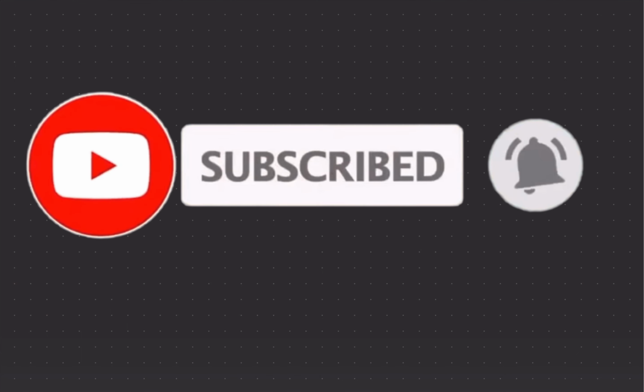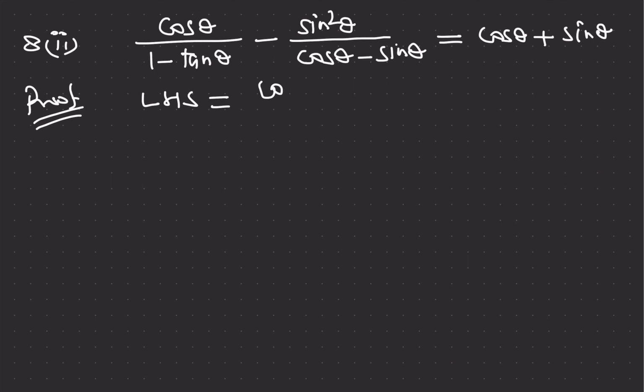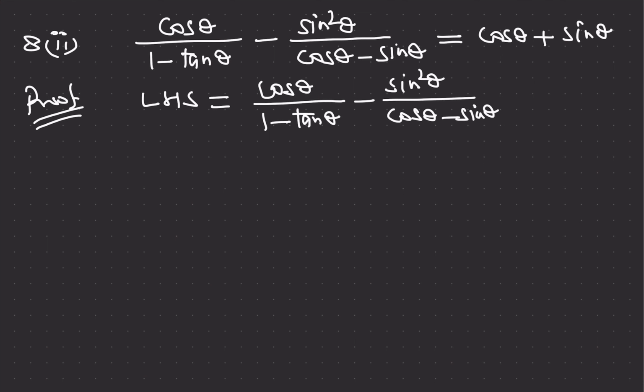Now the next problem is, prove that cos theta by (1 minus tan theta) minus sin square theta divided by (cos theta minus sin theta) equals cos theta plus sin theta. So let us solve this. The LHS given is cos theta divided by (1 minus tan theta) minus sin square theta divided by (cos theta minus sin theta).